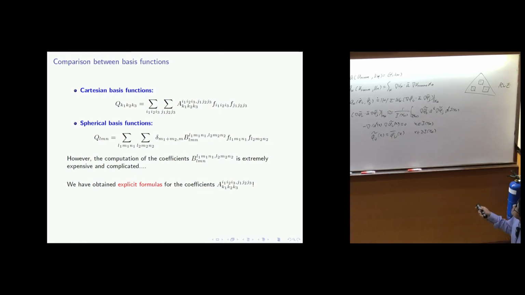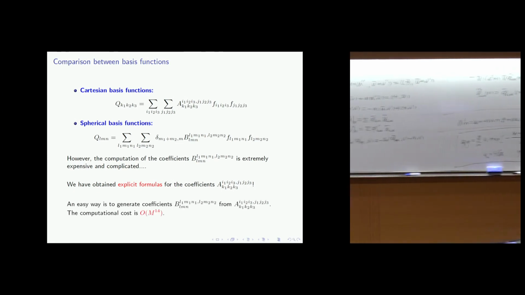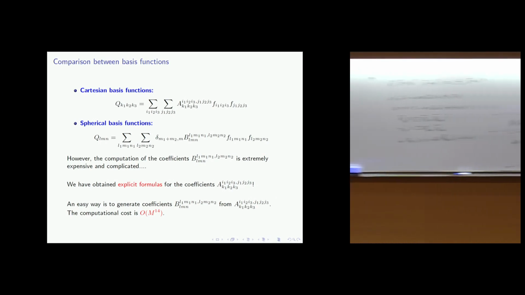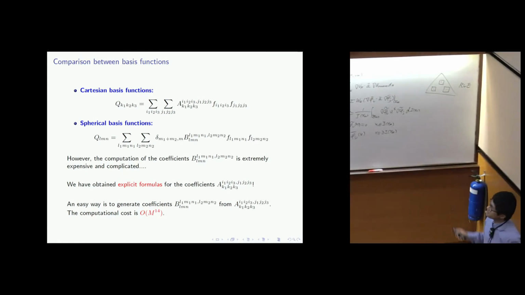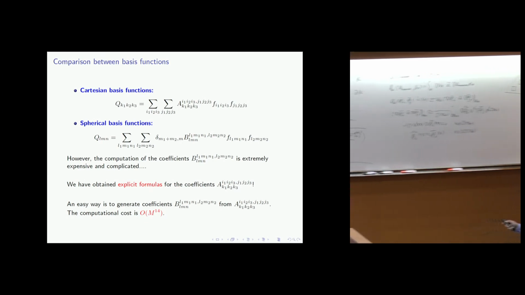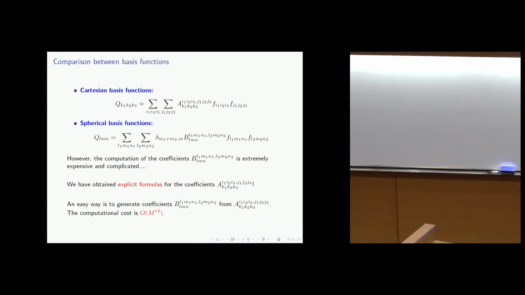But for these coefficients, it's much easier. We have explicit formulas for these coefficients. What I want to mention is that actually this is really better, because you can see there is a delta here, so the computational cost of this is really smaller than this. But as we said, the coefficients are difficult to obtain, but we do have another way to obtain these coefficients. To obtain these coefficients, you can first find these coefficients, and then by some transform, you get these coefficients.